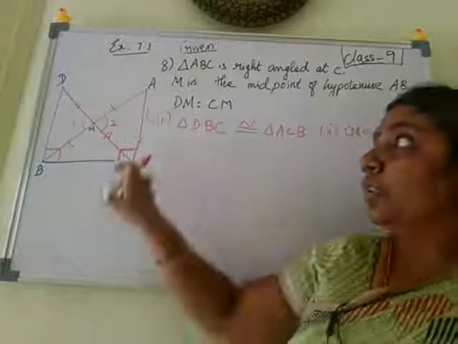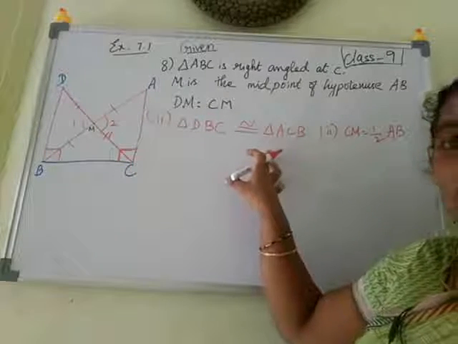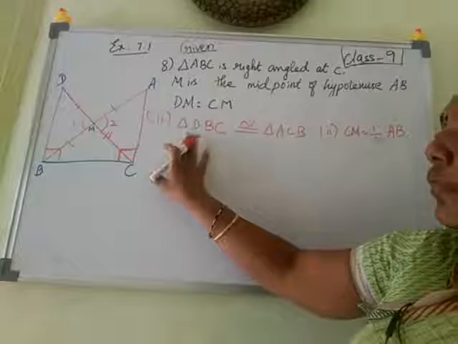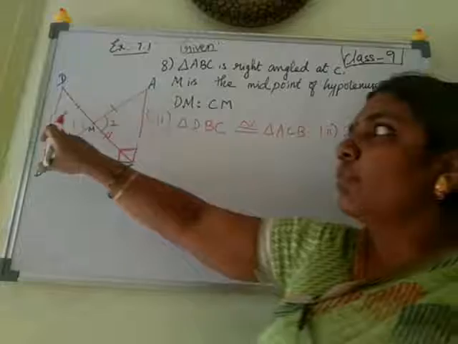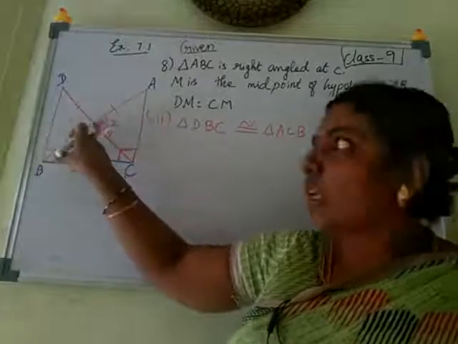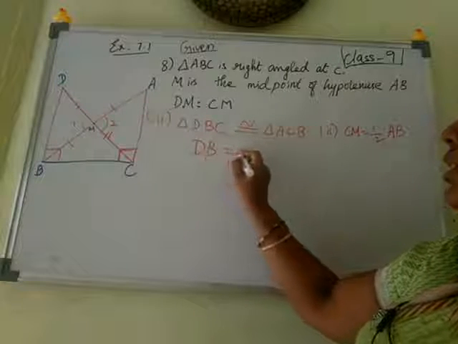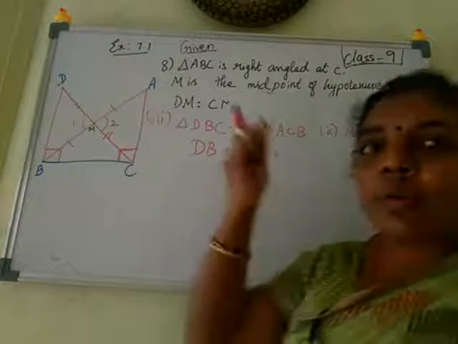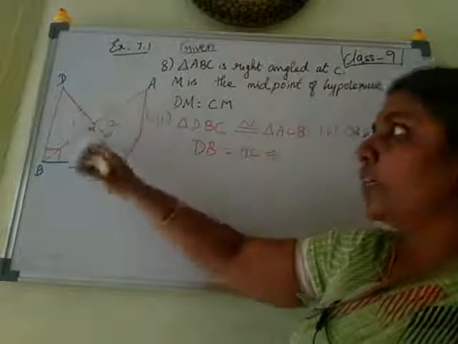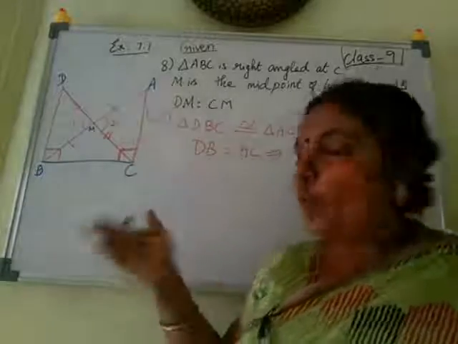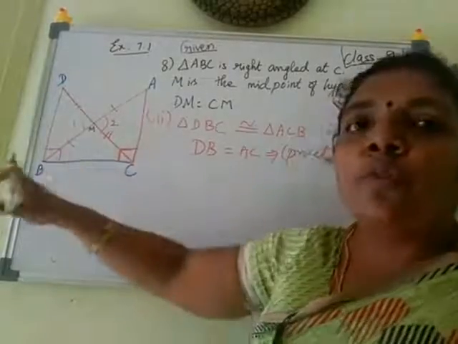Now we are going to prove the third one. The third given statement is triangle DBC is congruent to triangle ACB. We have to prove this. For this third statement, we are going to make use of the first statement. We proved that those two triangles are congruent, which means BD and AC are equal. So DB is equal to AC. From that we are taking that DB and AC are equal. And BC is common for both the triangles.